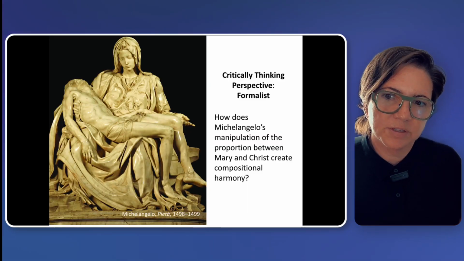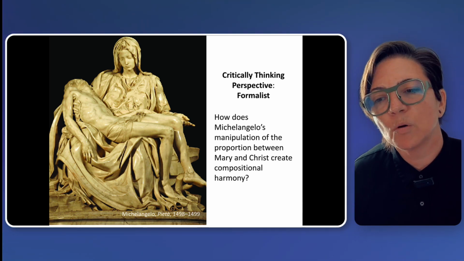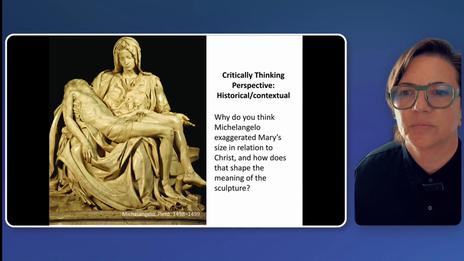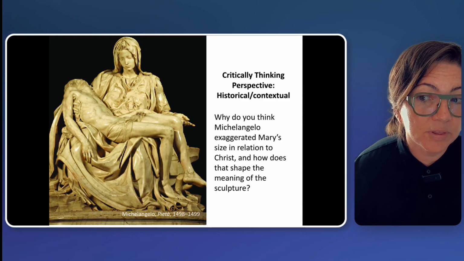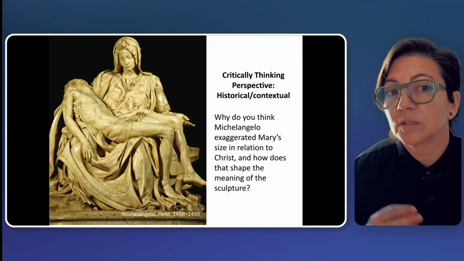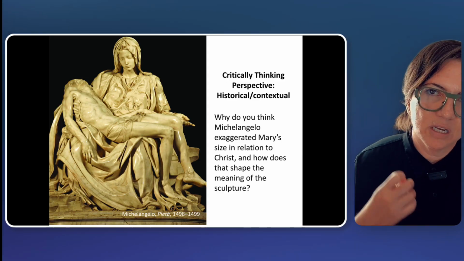Michelangelo's piece, as a formalist, we would ask, how does Michelangelo's manipulation of the proportions between Christ and Mary create a compositional harmony? In the historical contextual perspective, we would ask, why do you think Michelangelo exaggerated Mary's size in relation to Christ? And how does that shape the meaning of the sculpture?